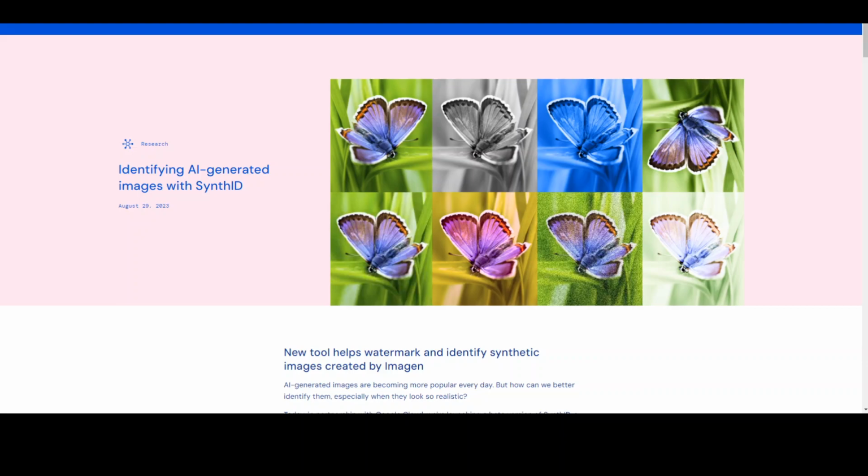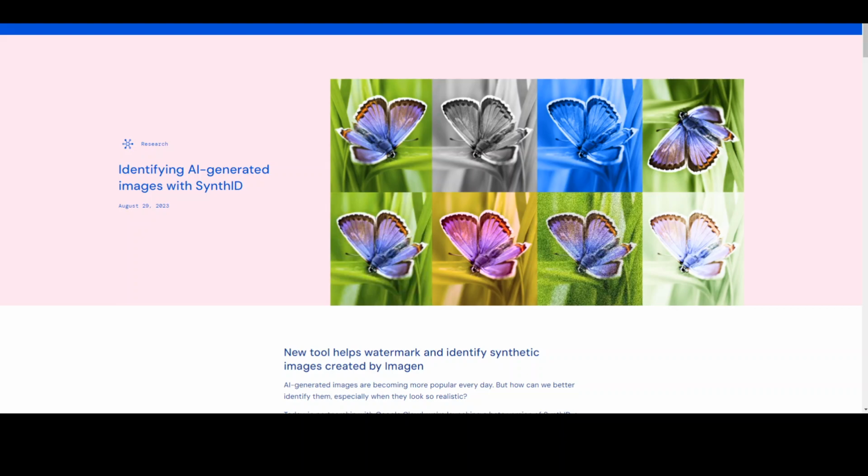Google DeepMind has introduced SynthID. SynthID is a watermark for AI generated images that's invisible to humans but detectable by AI. Initially available for Google Cloud customers, this is going to be huge news for all the businesses who are looking to make sure that their copyrights are intact.